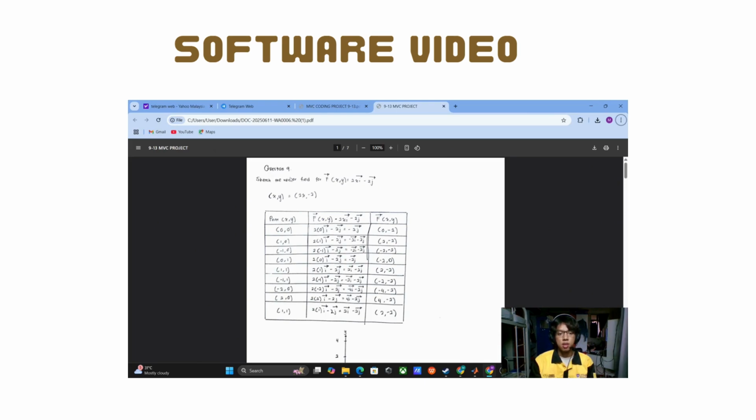So I will present to you my first question, question 9. Sketch the vector field for F(x,y) equals 2i minus 2j. So we sketch a constant vector field F(x,y) equals 2i minus 2j. This means every vector or arrow in this field points in the same direction, to the right and downward.